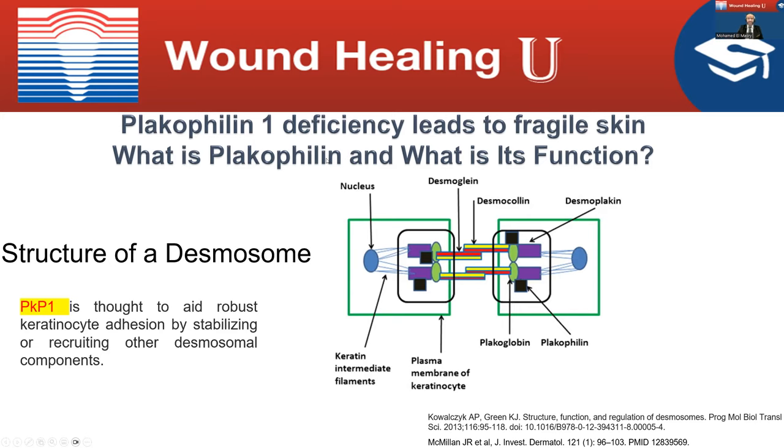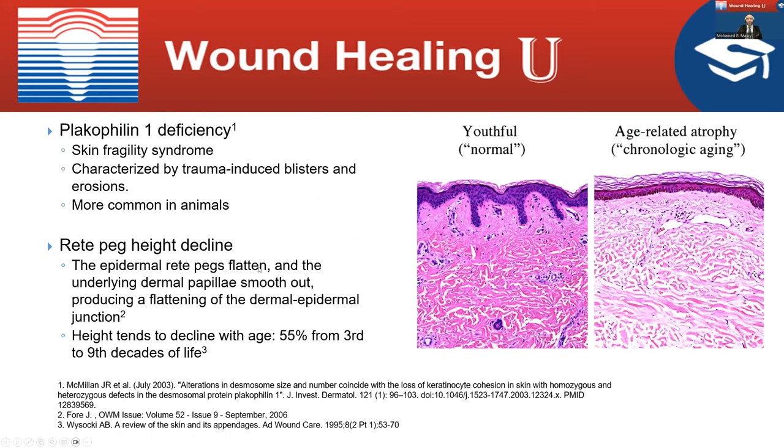With the deficiency of glycophyllin in this syndrome, the stabilization of these desmosomal components decreases, which results in skin fragility syndrome characterized by trauma-induced blisters and erosions, and is more common in animals.